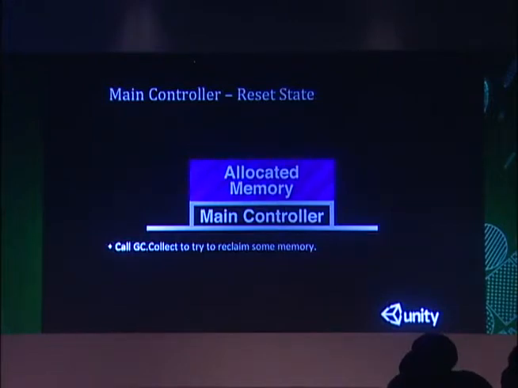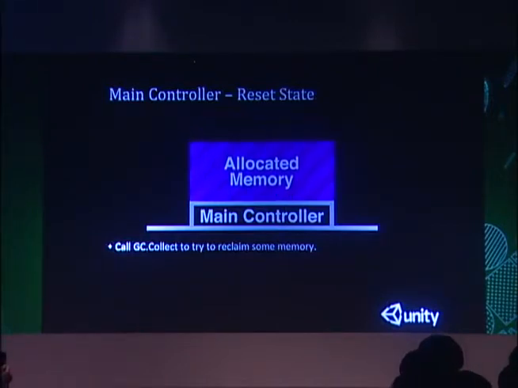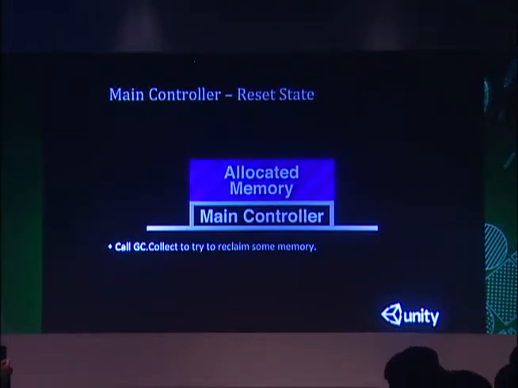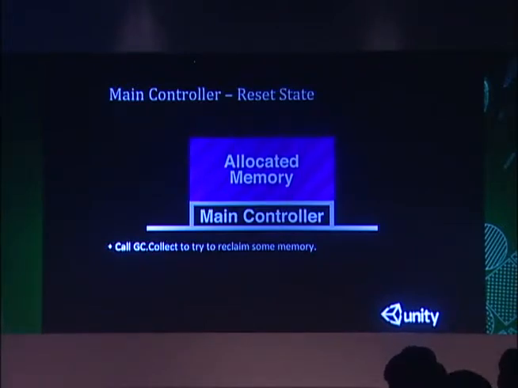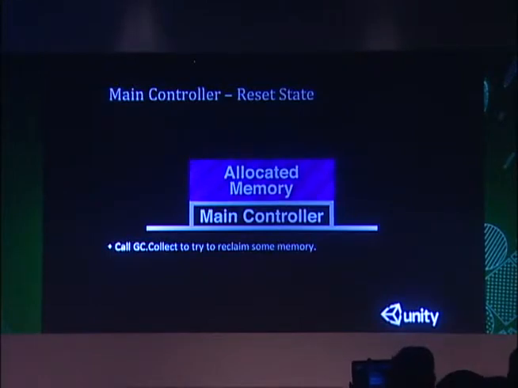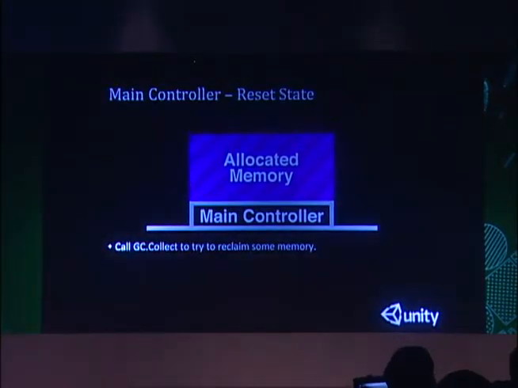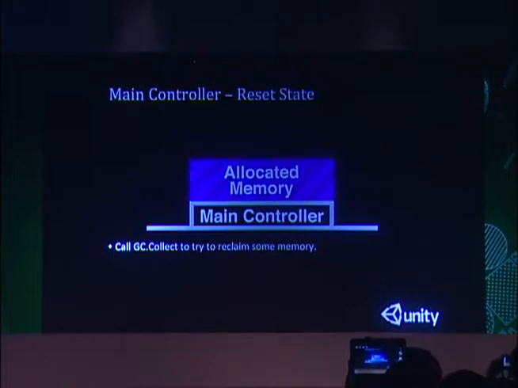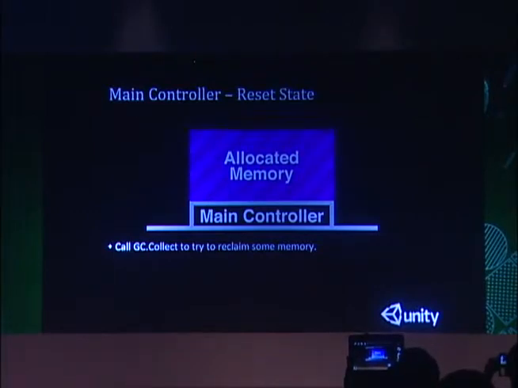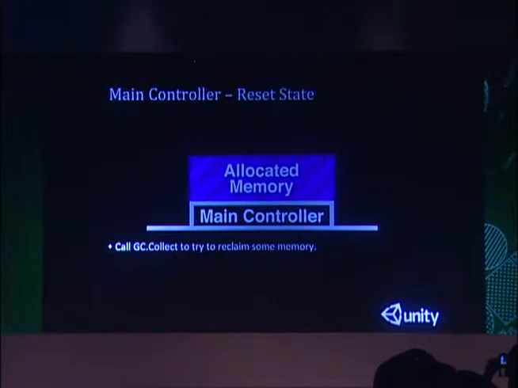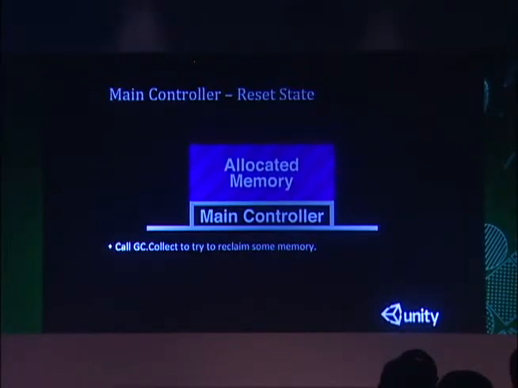So what we use is a scene state machine in the main controller for the loading procedure. And the first state is a reset state, where we call GC.Collect directly to try and reclaim some memory. We do this at the very beginning, so that we don't have to do it at runtime, and then we avoid all runtime memory allocation afterwards. That way, we avoid getting a GC.Collect call during the update loop of the game.